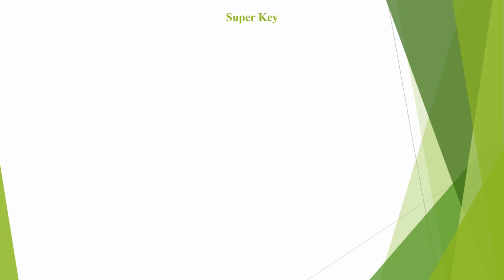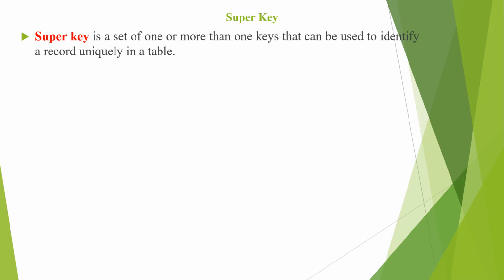Now, we will discuss the types of keys. The first type of key is super key. What is meant by a super key? How does it look in a given table? The super key is nothing but a set of one or more than one keys that can be used to identify a record uniquely in a table.